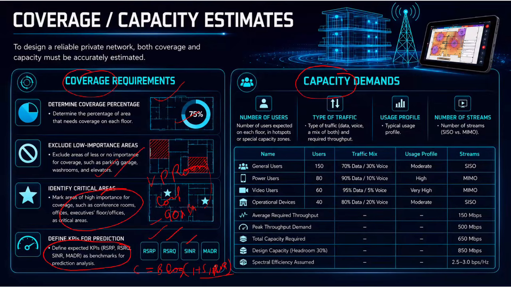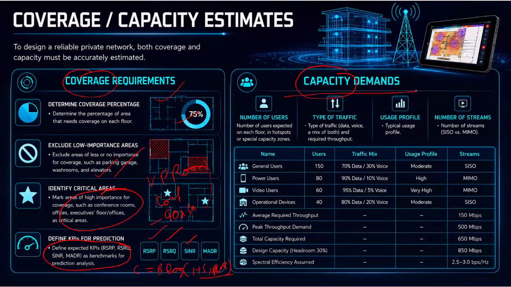Now let's move to the second part, which is capacity. This is equally important. Imagine we have excellent coverage throughout the entire building, but hundreds of users or devices are trying to use the network at the same time. They want to use Netflix, they want to use YouTube, or they want to do office work, and the network can't support the traffic. Technically, we have coverage, but the user experience is still poor. So there is no use of that coverage. That's why we need to estimate the capacity demand as well.